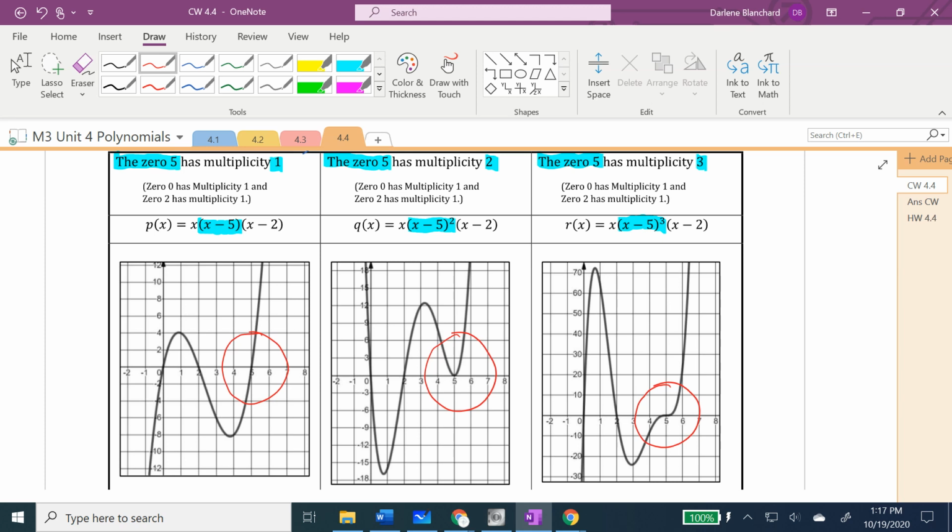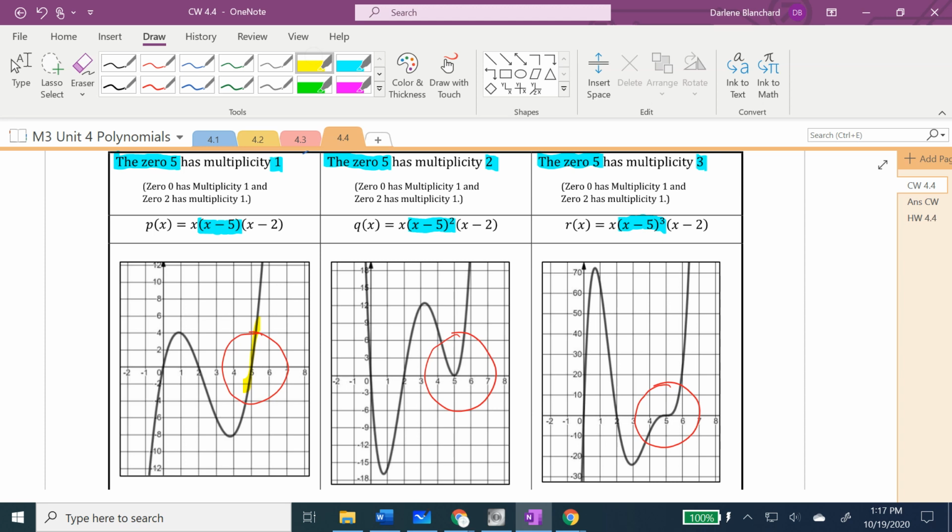When the multiplicity is 1, it just slices through the x-axis, like a ninja. Oh, what was that, Fruit Ninja? Were you swiping it? Yeah, okay, never mind.